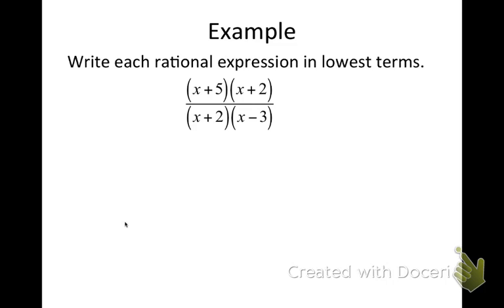In the denominator, you have x plus 2 and x minus 3. So it's already in factored form for us, so step 1's done. Sweet. Now let's go to step 2. We're going to cancel out any common factors.